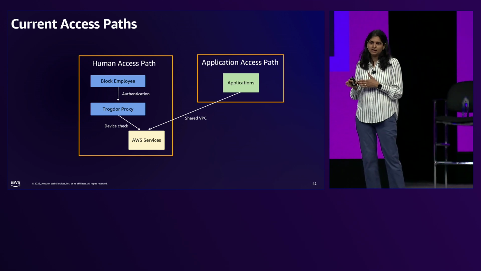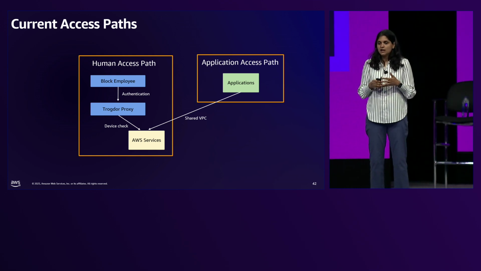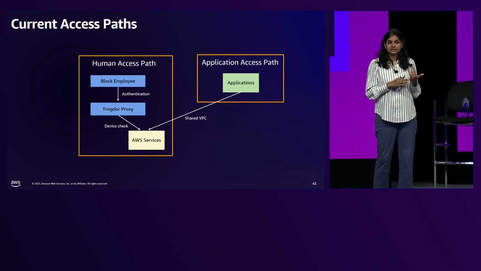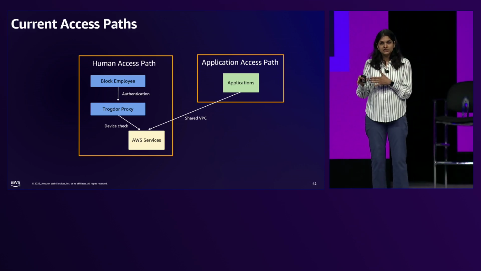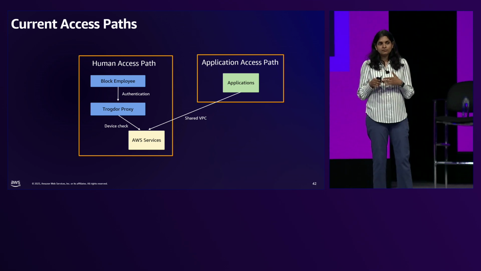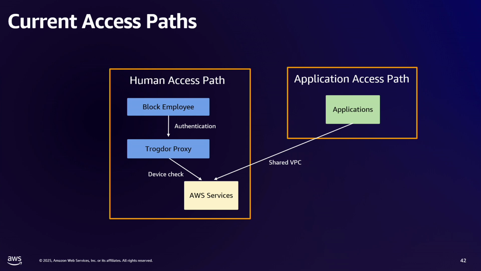An application, on the other hand, would go through a shared VPC to get access to an AWS service. What that ensures is trusted identity and expected network. By separating and optimizing these two different access patterns, we're able to control access, because access is also about where you're accessing from and who is trying to access.